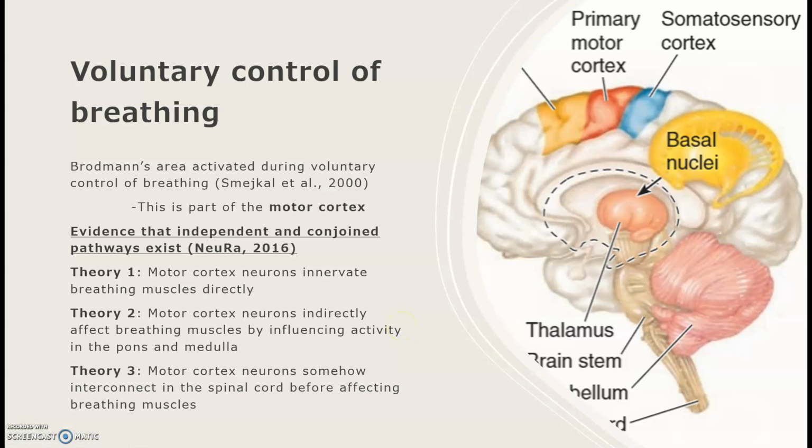So think about this motor cortex going down here to the brainstem, the pons and medulla, then influencing those centers in breathing. And finally, the last theory is that these neurons somehow interconnect even further down to these other regions and other neurons that are firing down, somehow affecting these breathing muscles. My guess is that theory number one is probably more accurate because we think about that with motor functioning in your skeletal muscles. They're directly innervated by those neurons.